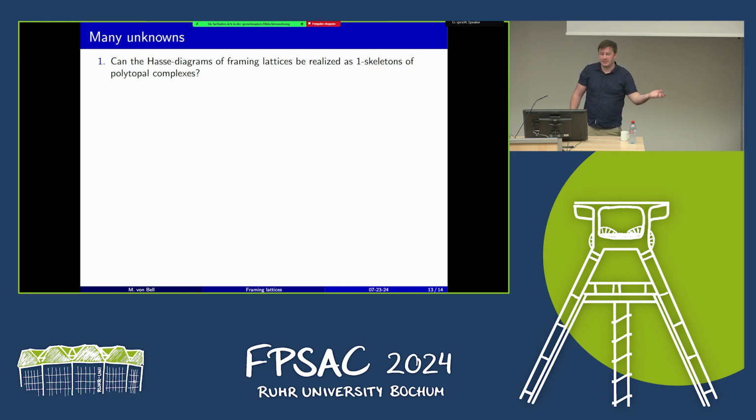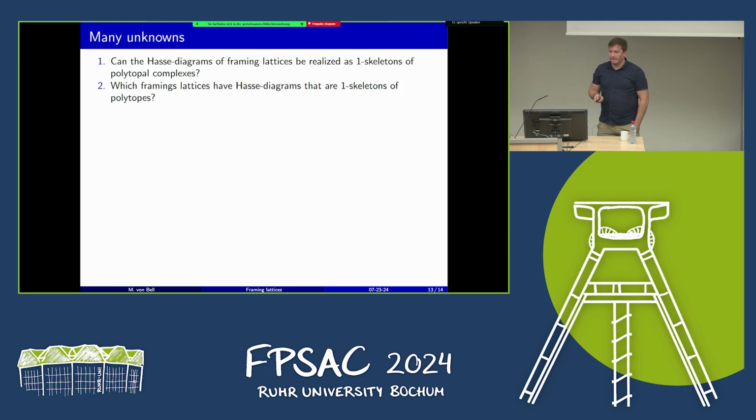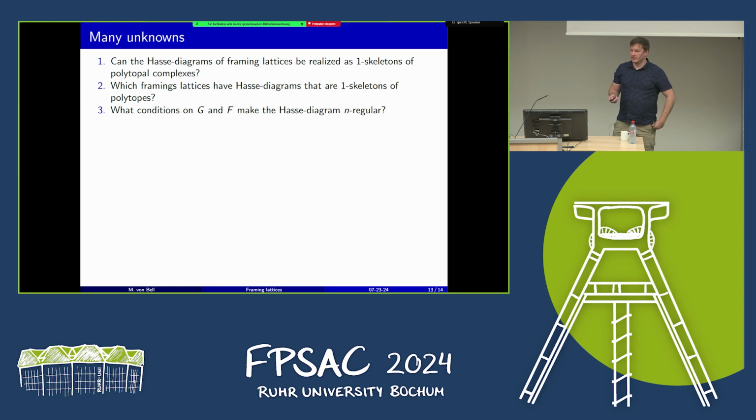Can the Hasse diagrams of framing lattices be realized as one-skeletons of polytopal complexes, in a similar manner maybe to the S weak order? Potentially it's possible to use some similar techniques. Also, which framing lattices have Hasse diagrams that are one-skeletons of polytopes? We don't know. A single graph can have multiple framings, and some of them will give you polytopal ones and non-polytopal ones like we saw in the previous slide. And then what about n-regularity? There are some cases that we know where this is true, particularly the ones related to the tau-tilting posets of certain gentle algebras.